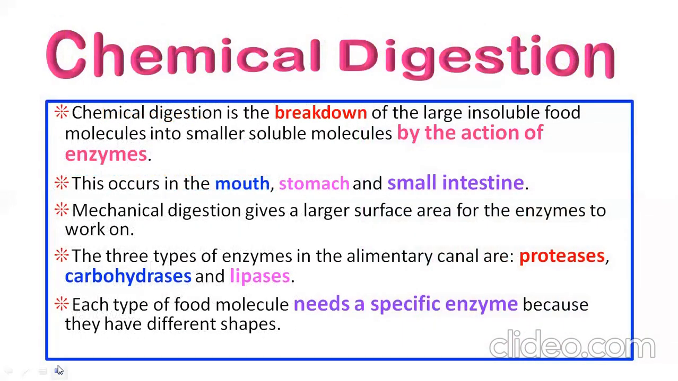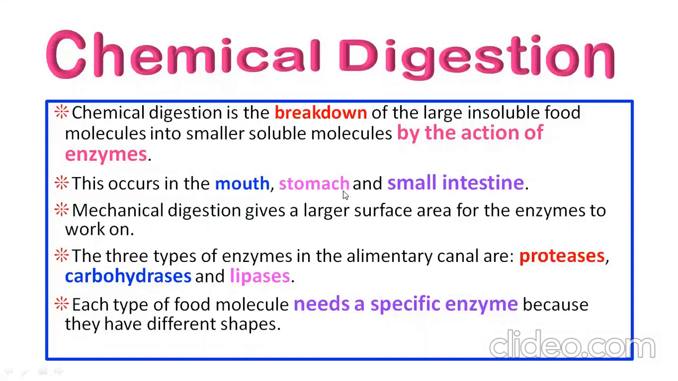So you can see it here. Now, chemical digestion, we discussed already. Chemical digestion is the breakdown of large insoluble food molecules into small soluble molecules by the action of enzymes. Here the phrase action of enzymes is very important, right? Now this occurs in the mouth, stomach, and intestine.